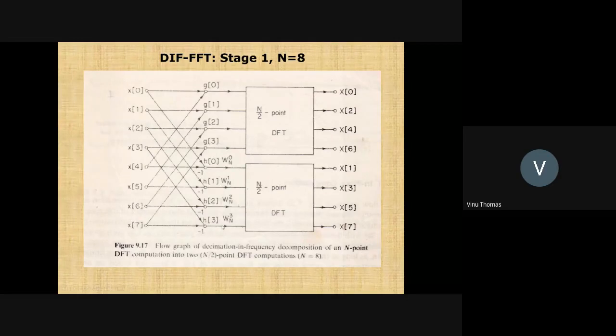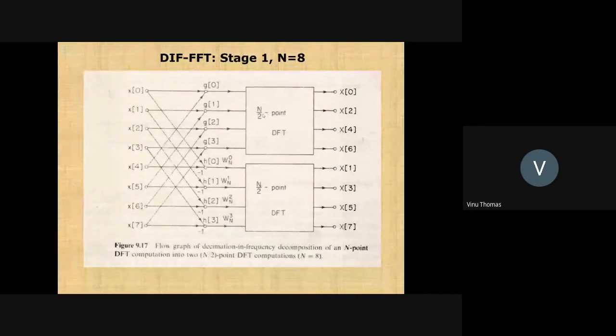Now, the second sequence is multiplied by Wn raised to n. So x of 0 minus x of n plus n by 2, into Wn raised to n. Here this is x of 0 minus x of 4 into Wn raised to 0. Now this would be x of 1 minus x of 5 into Wn raised to 1. This would be x of 2 minus x of 6 into Wn raised to 2. And likewise, this is x of 3 minus x of 7 into Wn raised to 3. Right? So these are our new sequences.